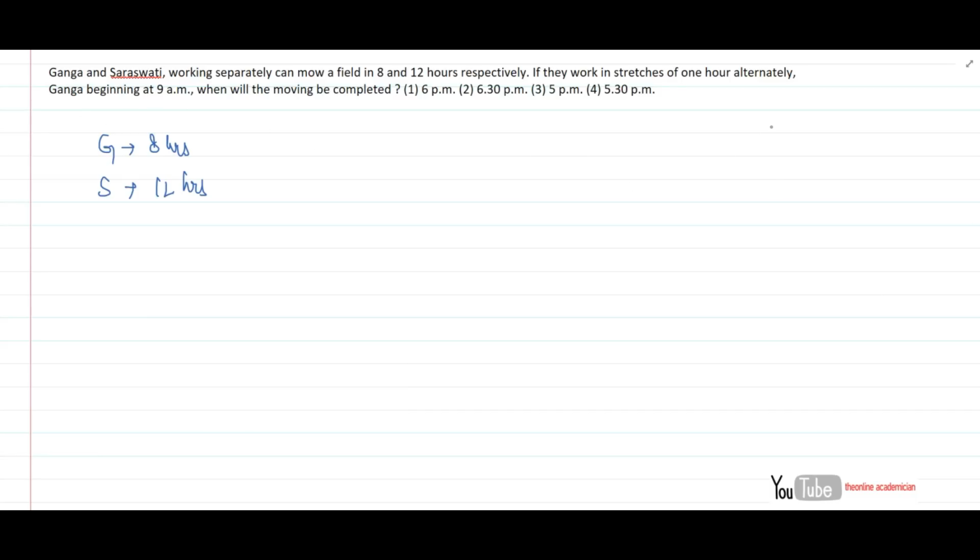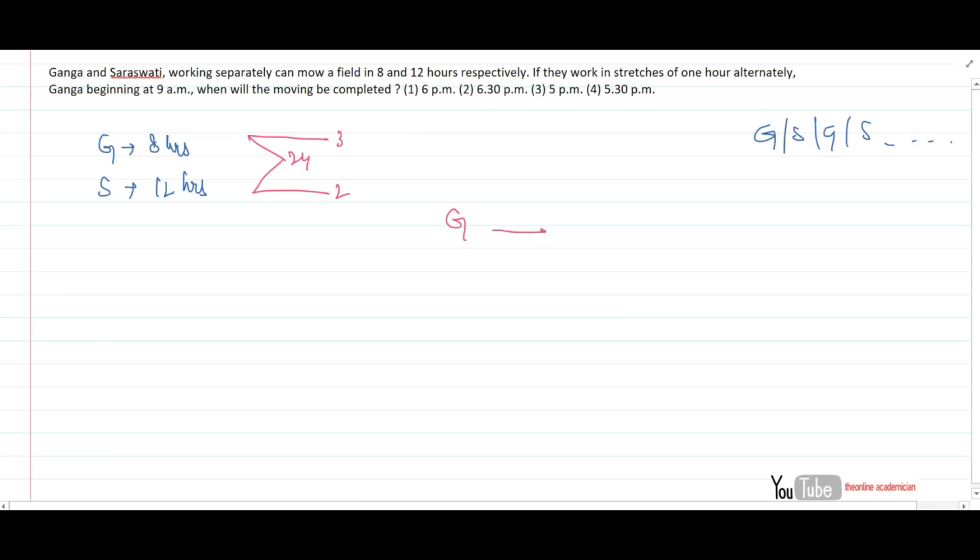That means Ganga is doing the work first, then Saraswati, then again Ganga, then Saraswati. This way work is being done. So we have to find out the time at which the work will be completed. So we will take the LCM first. What will be the LCM? 24, 8 3s are 24, 12 2s are 24, and we know Ganga in 1 hour will do 3 units of work. Saraswati in 1 hour will do 2 units of work.